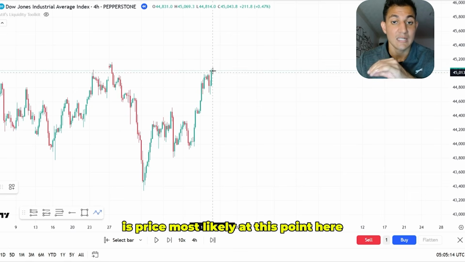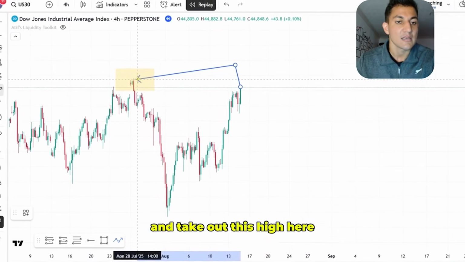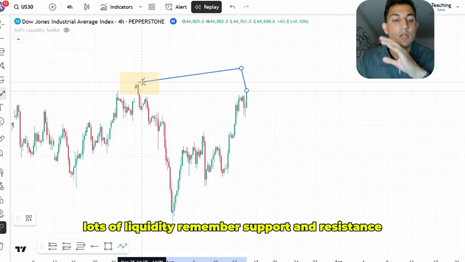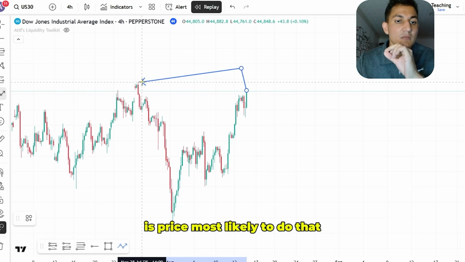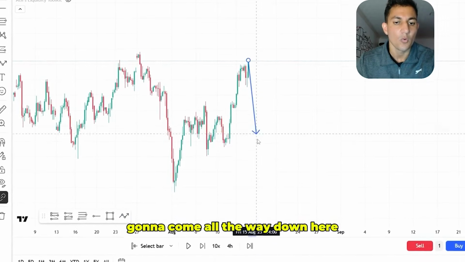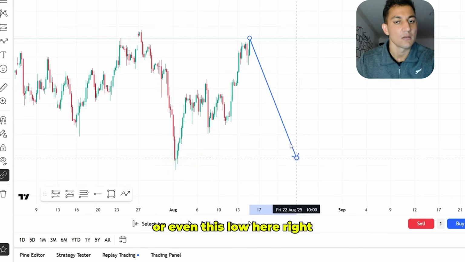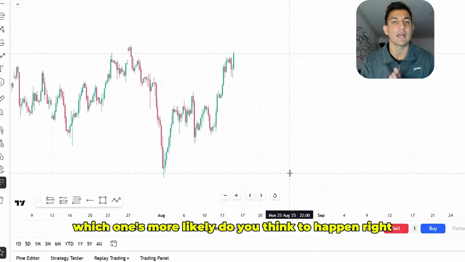Is price most likely at this point here to continue upwards and take out this high here, where there would be lots of stop loss orders, lots of liquidity? Remember, support and resistance, people are going to put their stop loss there. Is price most likely to do that? Or is it more likely that price is going to come all the way down here and take out this low here, or even this low here? Let's just remove this. Which one's more likely do you think to happen?